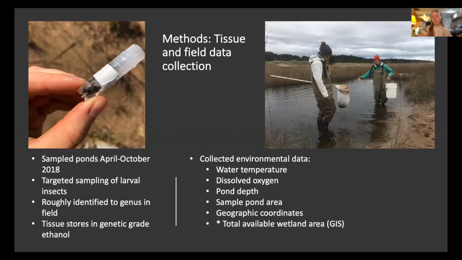We collected approximately 10 target organisms per species per focal sampling site, and we sampled our ponds from April to October on a monthly basis. We stored all of our insect tissue in genetic grade ethanol to prevent degradation of DNA, and then we collected available at-site environmental data, including water temperature, dissolved oxygen, geographic coordinates, pond depth, and pond area. We also collected data on the total available wetland area of wetlands at each site using aerial imagery in ArcGIS.